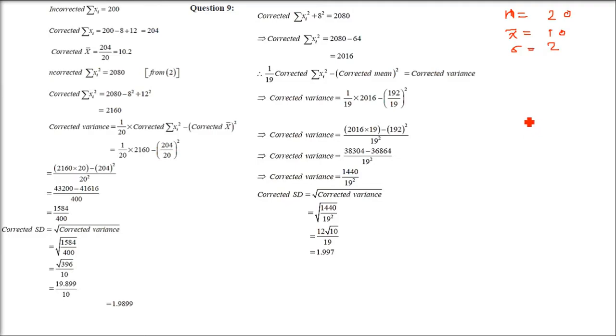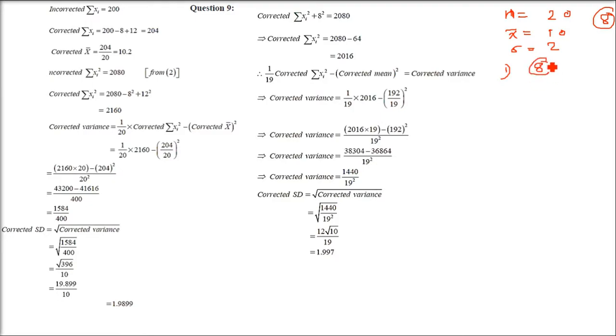On rechecking, it was found that an observation 8 was incorrect. Calculate the correct mean and standard deviation in each of the following cases. So two cases are there. The first case is if the wrong number is omitted.